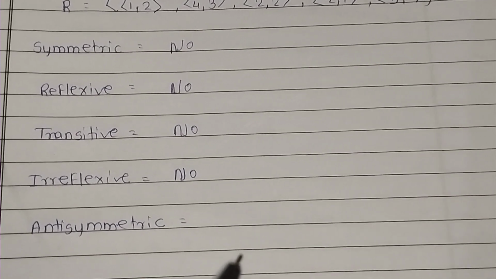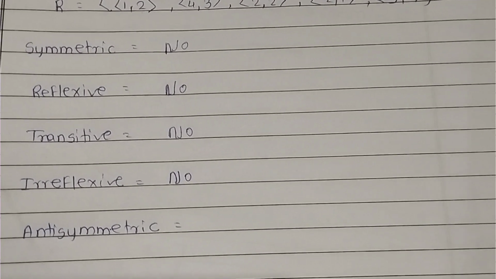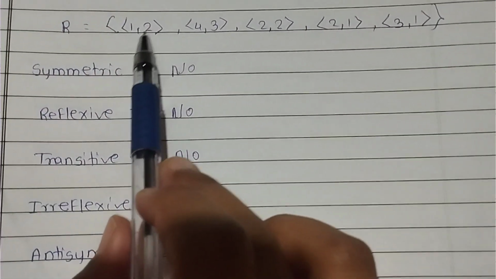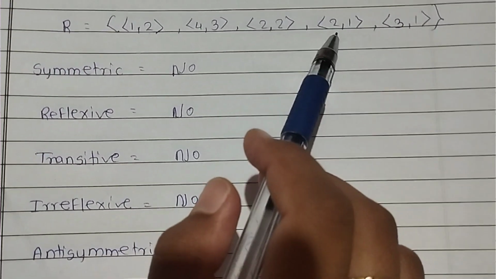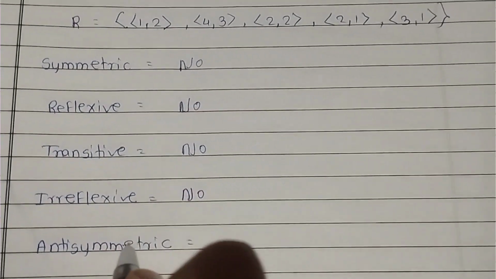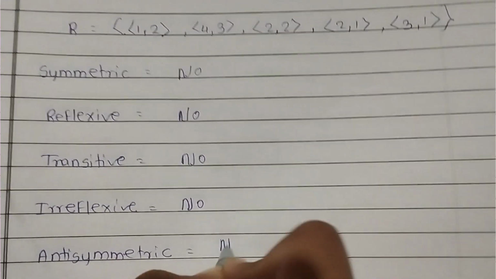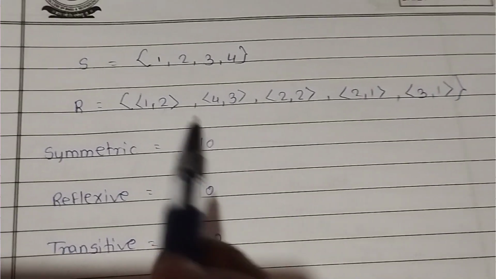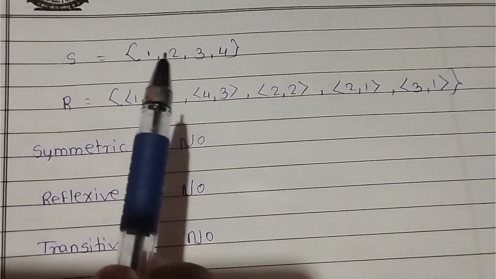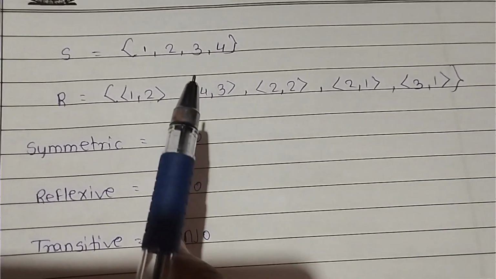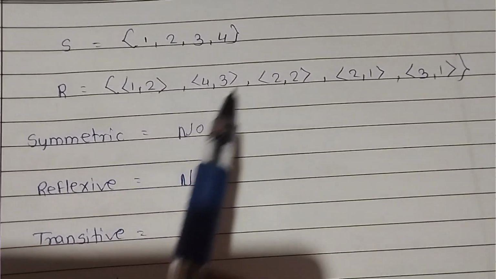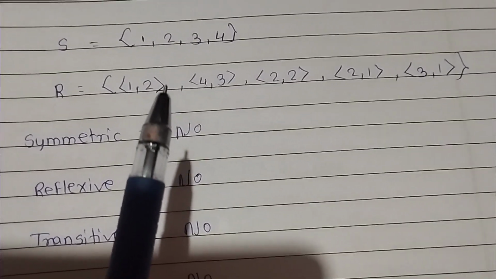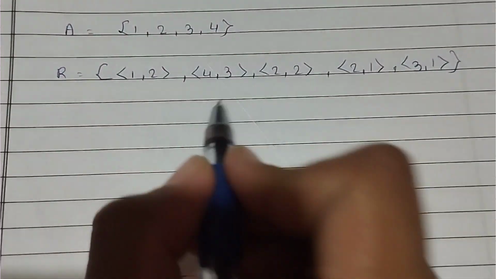The antisymmetric condition is: if x and y is present, then we don't want y and x. But here, 1 and 2 is present, and 2 and 1 is also present, so the antisymmetric property also fails for this given equation. Now one more concept of the set is drawing the matrix. How do we draw the matrix for the given set? Let's see how to draw the matrix.